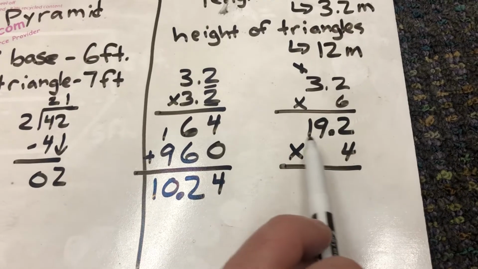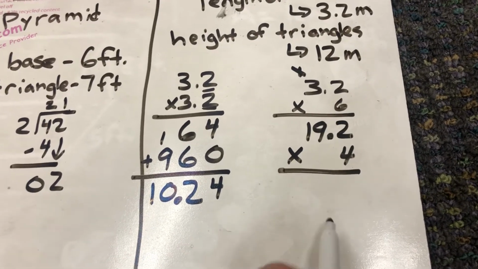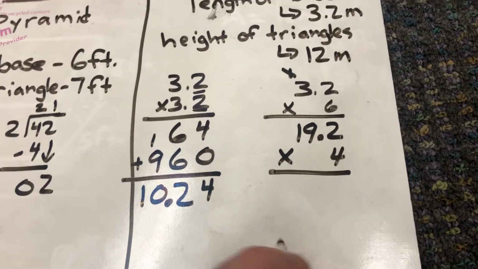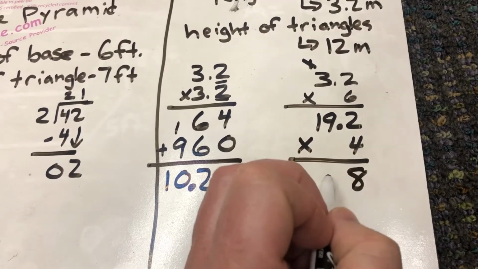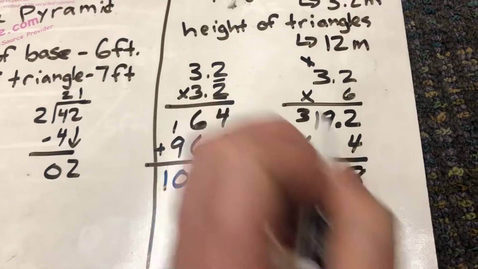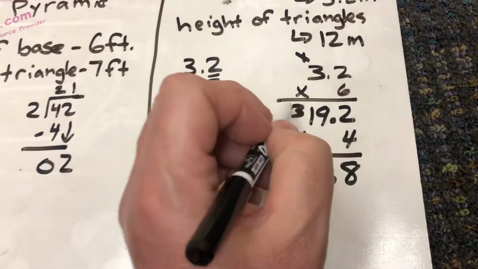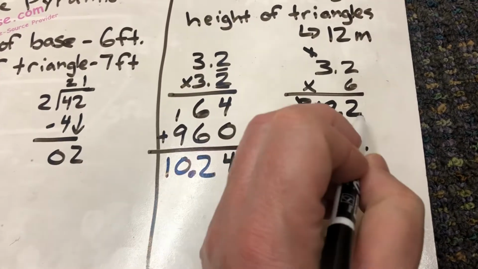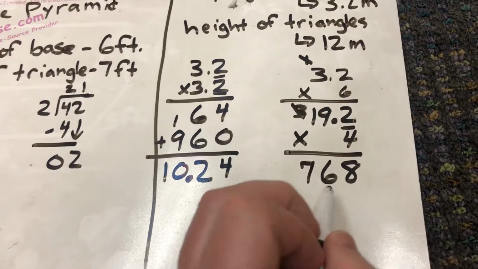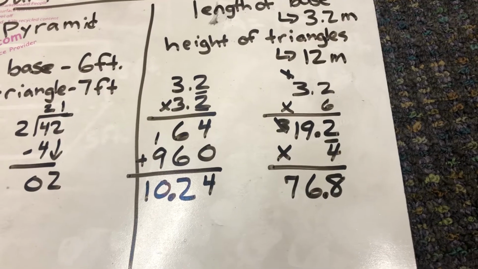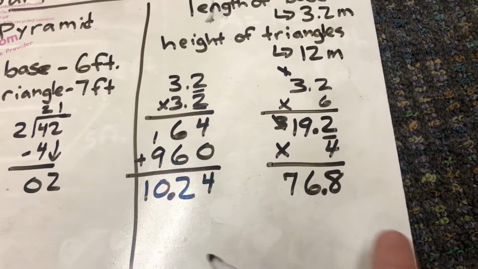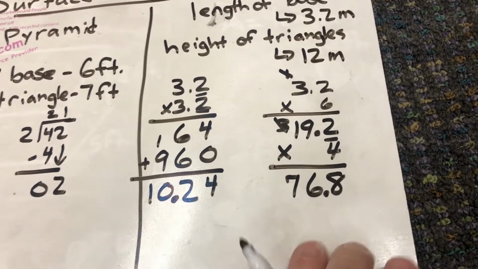But now I'm multiplying the 19 and 2/10 times 4 because I have 4 congruent triangles. 4 times 2 is 8. 4 times 9 is 36. Put the 6 down, carry the 3. 4 times 1 is 4, plus the 3 is 7. 1 digit after the decimal in my problem, so 1 digit after the decimal in my answer. But now I need to add, because this is the 4 triangles, that's the square.